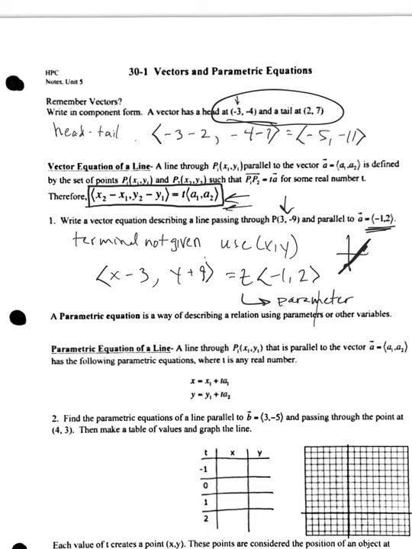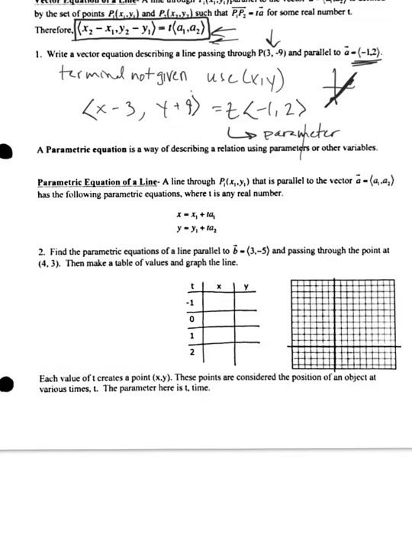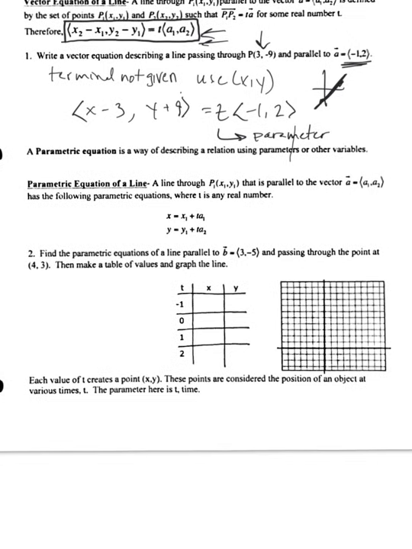So if we take a look at this next problem here, it says a line going through a point, any point, is parallel to this vector. And then of course the vector is written in component form. This is what we need to know.